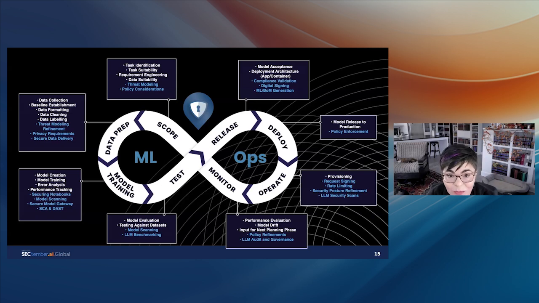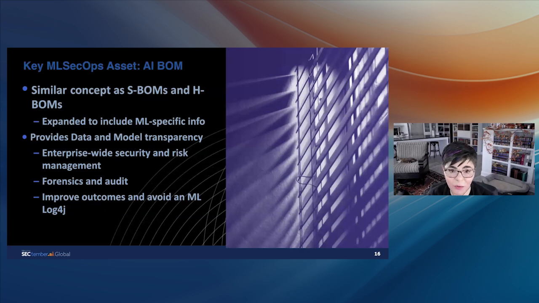So, very similar in concept to DevSecOps. It is just truly building security activities and functions into the operational lifecycle, but it's tuned specifically for AI and ML. I'd like to do just a quick, slightly deeper dive on the AI or ML BOM, the bill of material, because this is something that's emerging and I think is a really powerful tool.